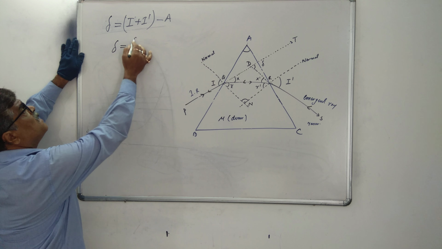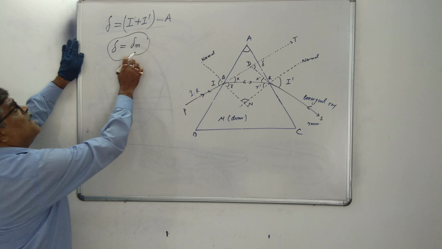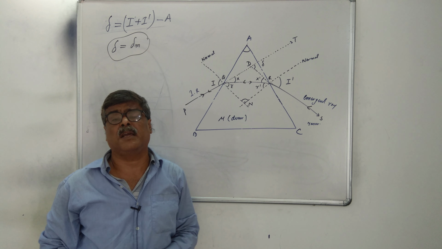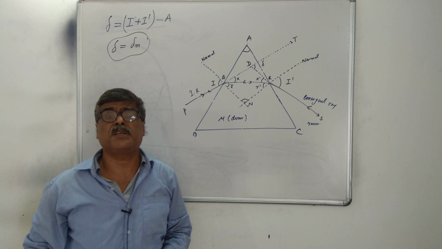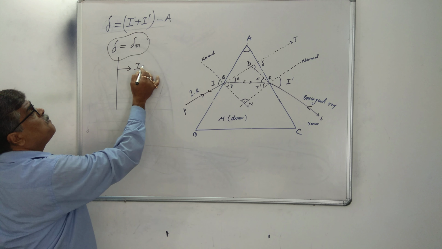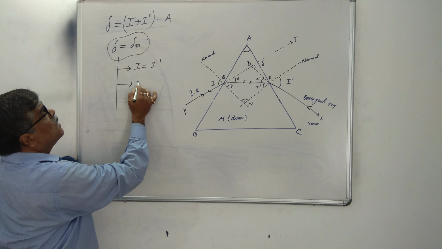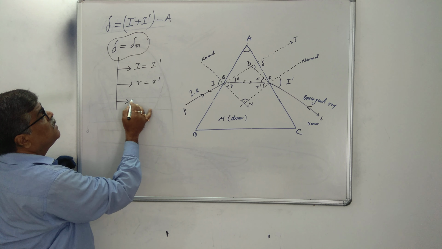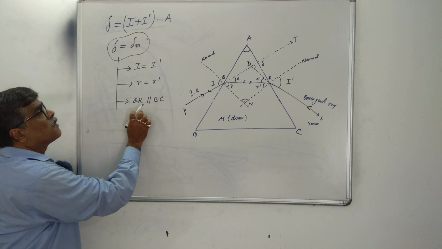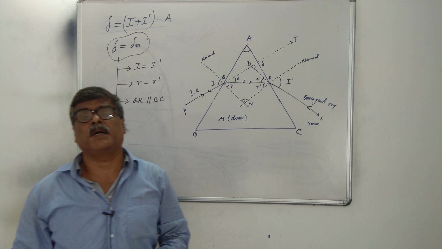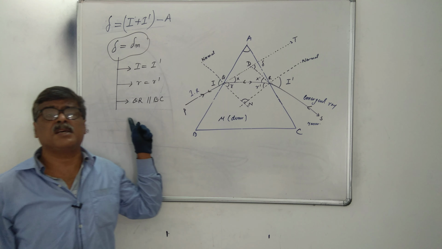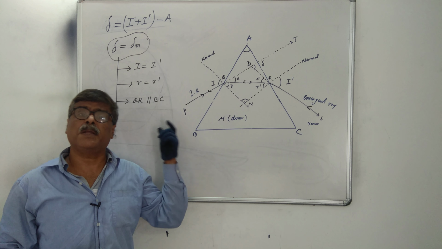Now, when the angle of deviation is minimum, it is known as the angle of minimum deviation. At this angle, the prism is said to be at the position of minimum deviation. In this case, I becomes I dash and R becomes R dash, and the refracted ray QR is parallel to the base of the prism. When the prism is at the position of minimum deviation, we will see three results, and we can prove them also.